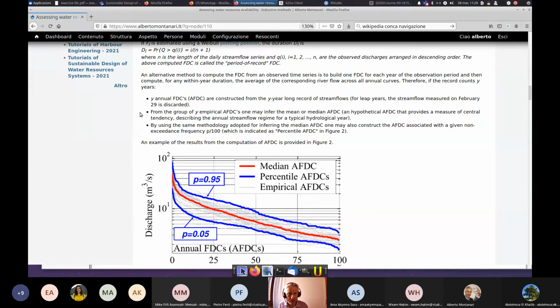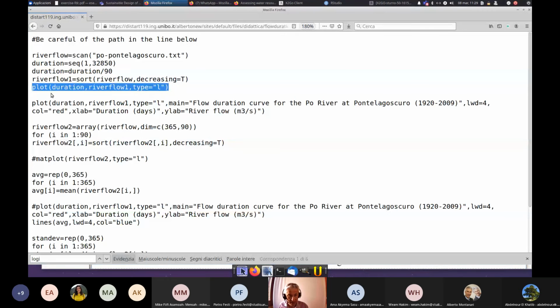Let's forget about the last one. So let's now compute our 90 flow duration curves. 90, because we have 90 years of observations. And you may say, oh, this is complicated. Actually, in Excel, it would be complicated. In R, it's quite easy to do. So let's get our instructions.